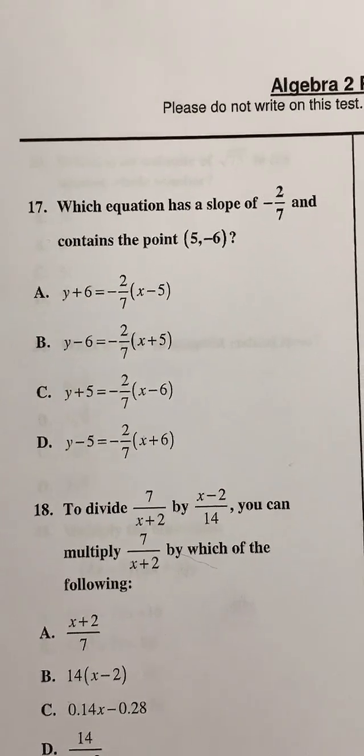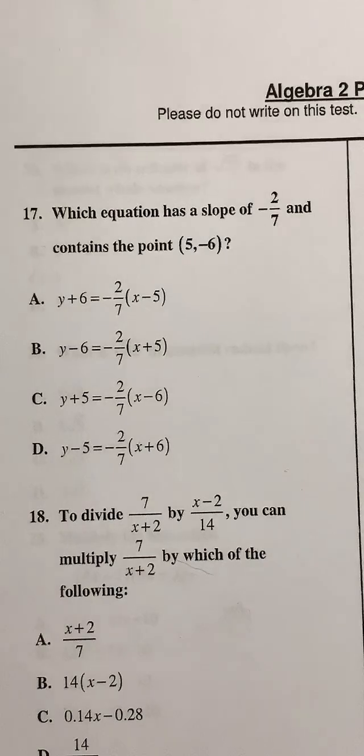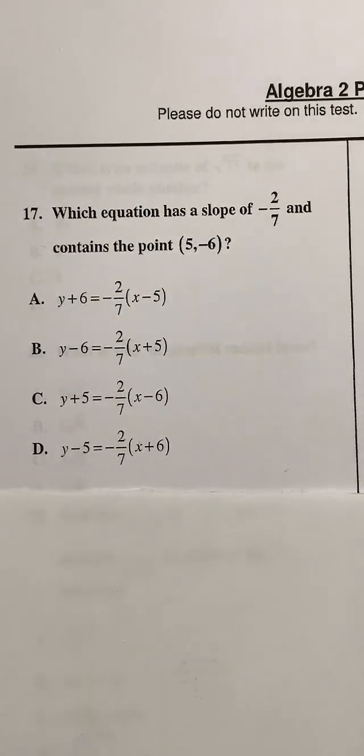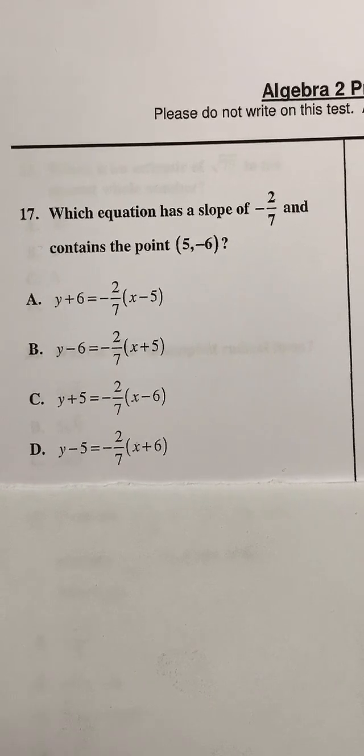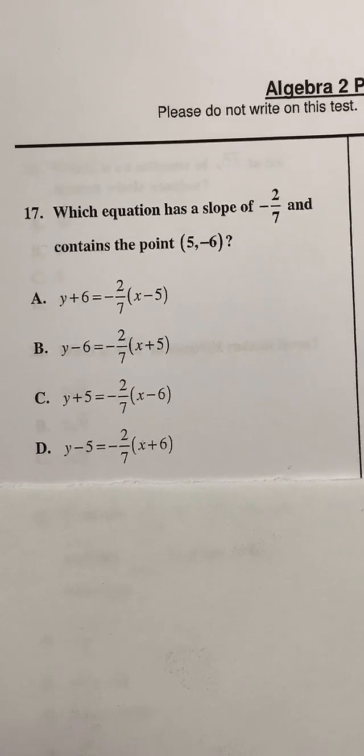So as we take a look at our first one, we're seeing which equation has a slope of -2/7 and contains (5, -6). So is it A, is it B, is it C, or is it D? So if you think you know the answer, go ahead and put it in the chat. It's perfectly fine. If you're not sure what the answer is and you're just like, I don't know, you could put a question mark into the chat as well.